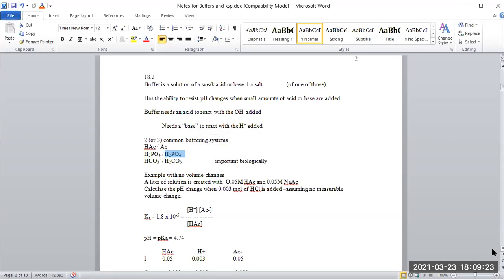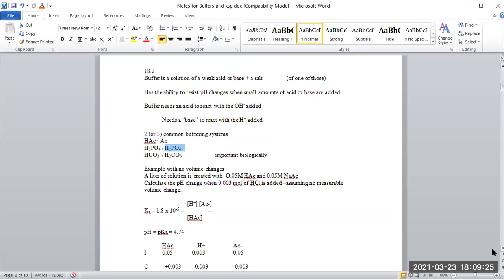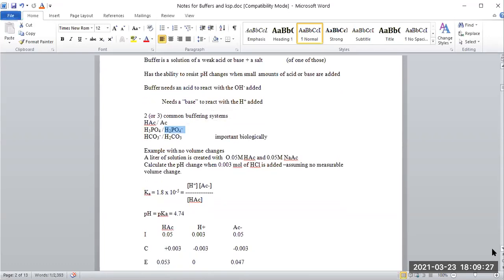In chemistry, however, in general chemistry, we tend to pick on the first one the most frequently. I'm going to do this first example that makes an assumption that what you are adding to it does not measurably change your volume. This is probably somewhat unrealistic. We'll call it an idealized situation.